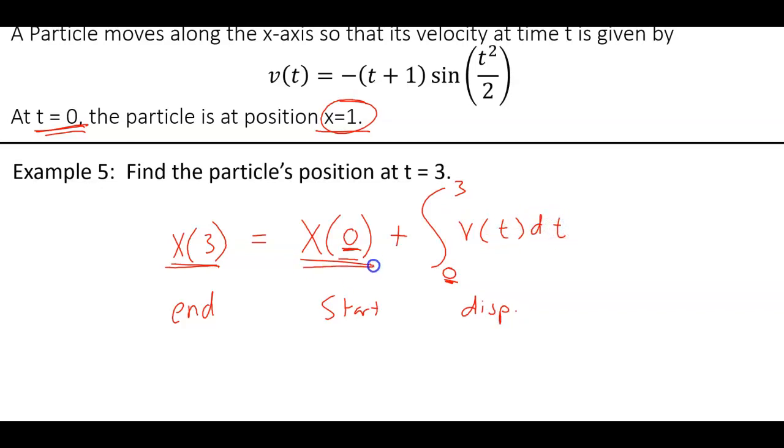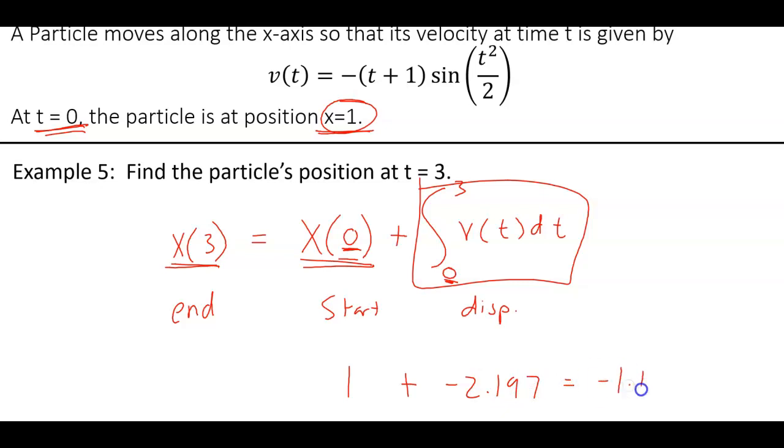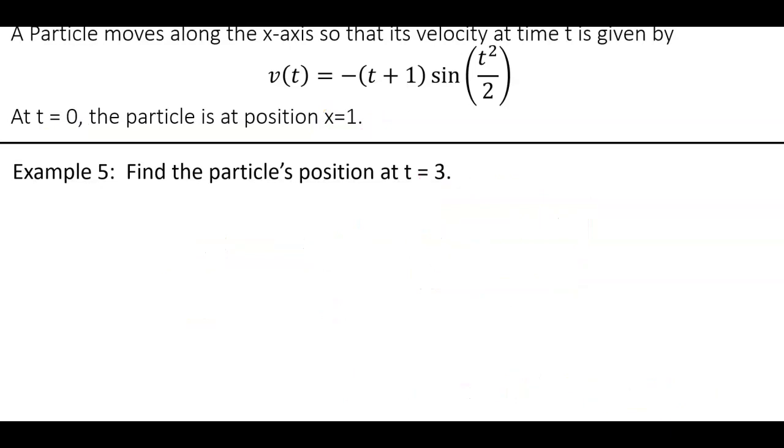Now we know the starting position, x of 0, is 1. So I'm going to put a 1 there. And from the last question, we also know the displacement was negative 2.197. And so if I just put those things together, I can find my position. Okay, and so that one's done. Let's move on to our last question.